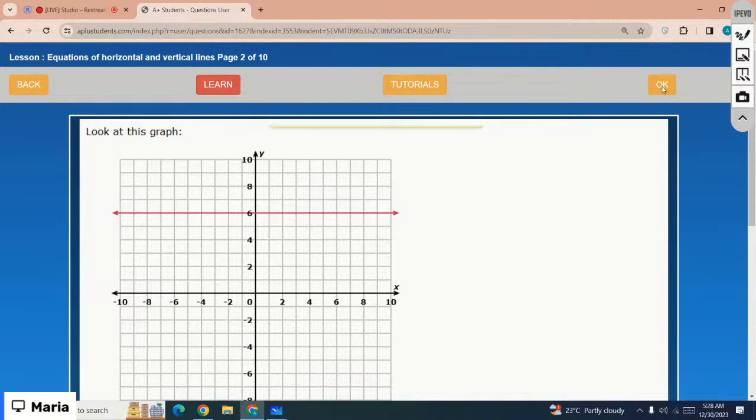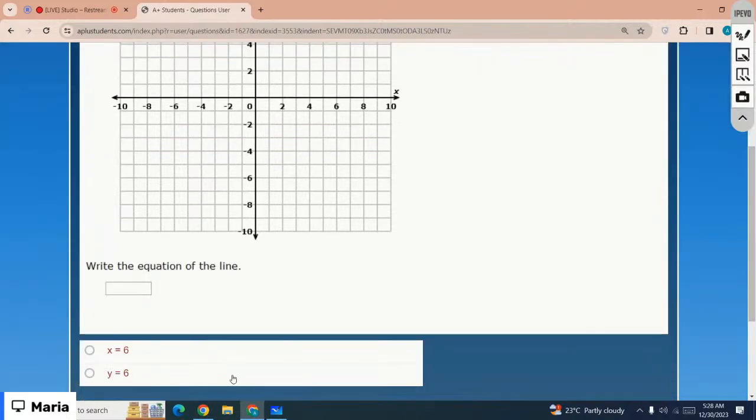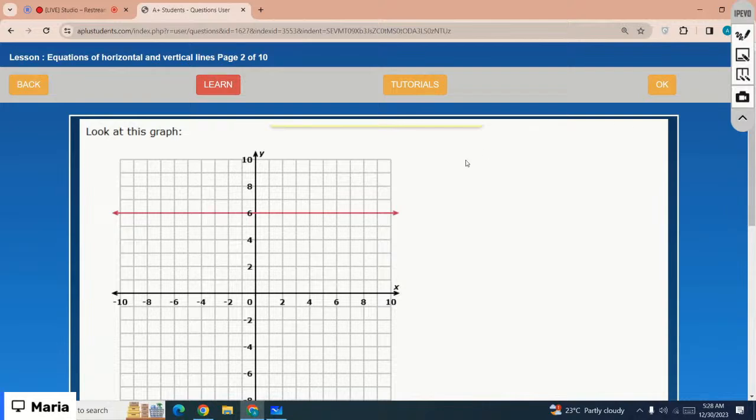You have to write down the equation for this graph, right? Yes, just see the graph is passing through y equals 6, right? So that means the graph is y equals 6, right? Because the graph is touching the y-axis at 6, so that must be y equals 6. Got it?